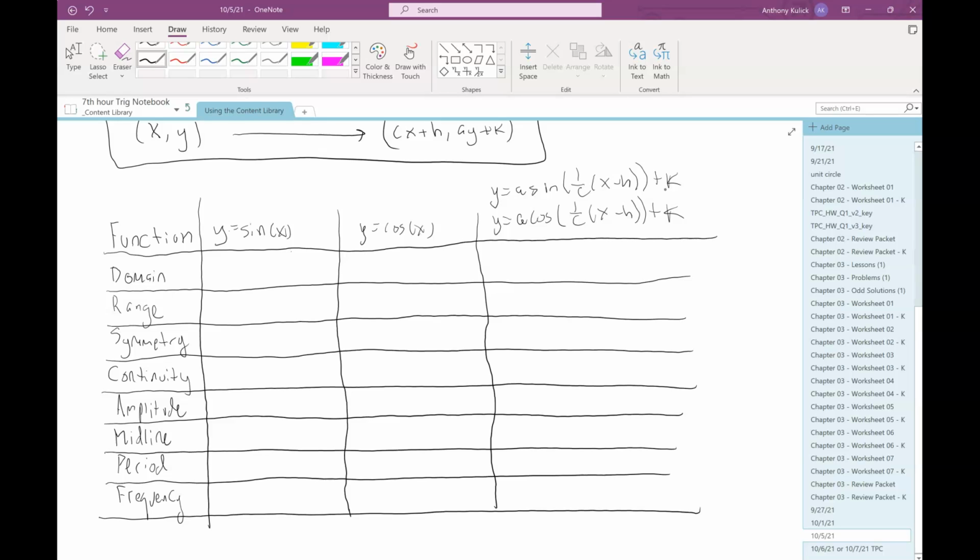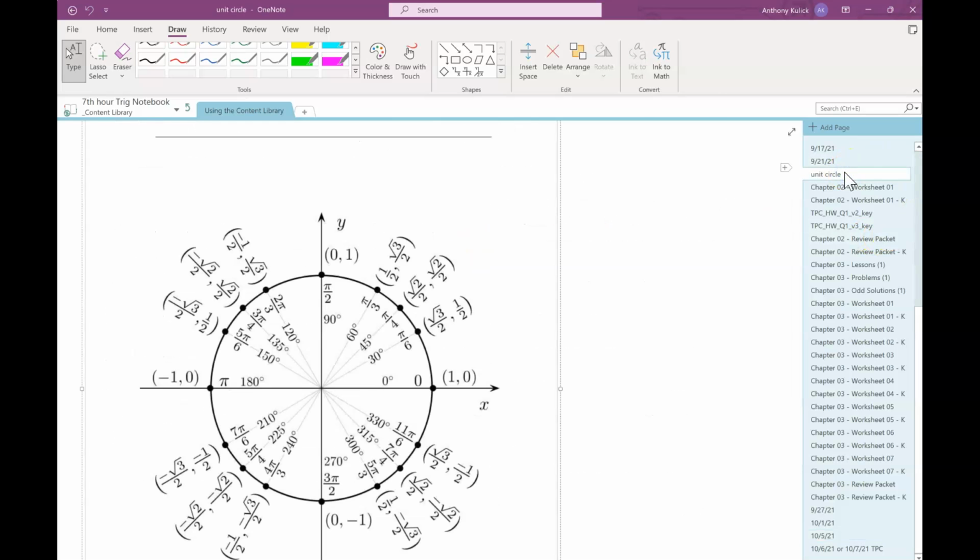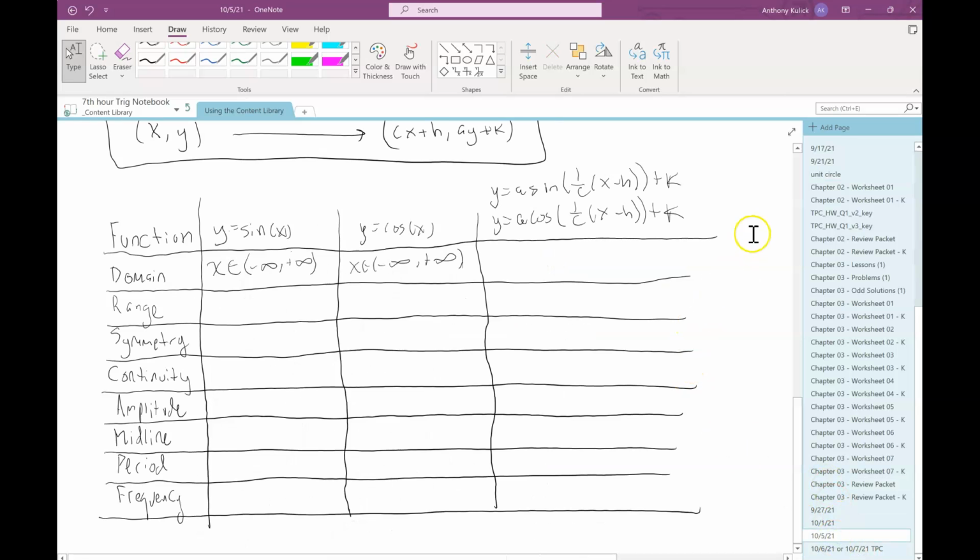And because we can represent any number as an angle, that's how we get all real numbers. So I'll use the interval notation to describe that. And that's true for both sine and cosine.